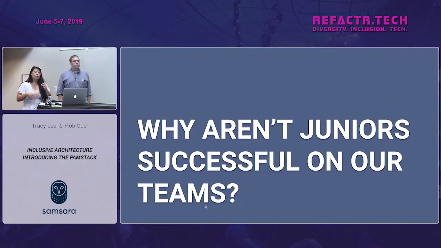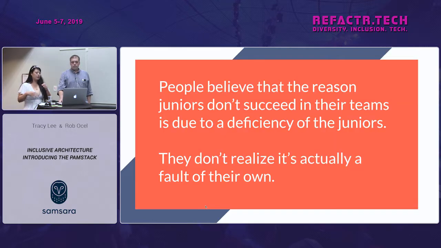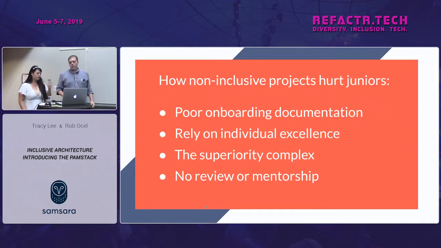But the thing a lot of these teams don't realize when they say that is that it's not always the fault of the juniors and their lack of knowledge. It's actually typically a fault of those teams. So it's really coming to the understanding that if you're not making inclusive decisions within your code base, then these are going to actually affect everybody, not just juniors.